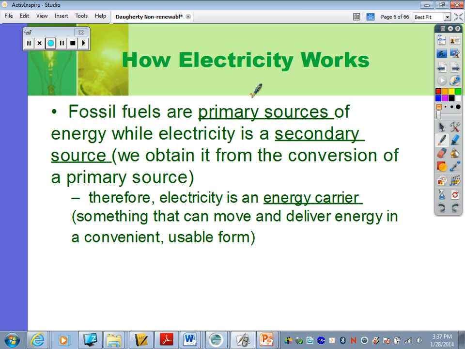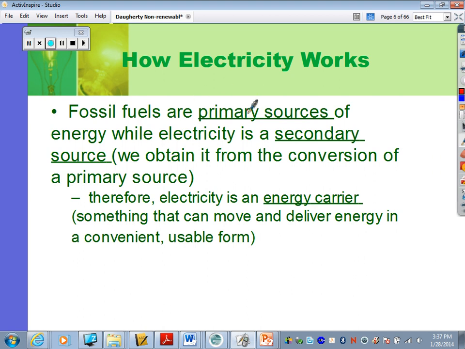Okay, so fossil fuels are what we would call primary sources of energy, and then the electricity that we generate from those is considered a secondary source. So it says, therefore, electricity is an energy carrier, something that can move and deliver energy in a convenient, usable form.